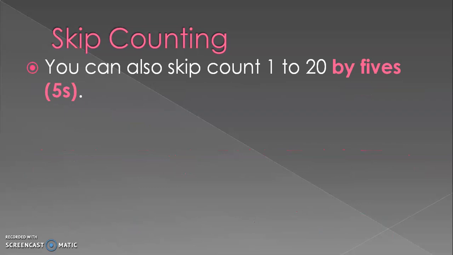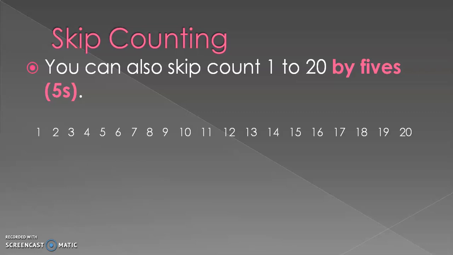Alright. We can also skip count 1 to 20 by 5s. So that means we skip by 5 numbers. Okay? Let's try doing this. Starting from 1, we find out what the next 5 numbers are. 2, 3, 4, 5. Next 5 numbers, starting from 5, are 6, 7, 8, 9, 10. So we skip those 5 numbers and go straight to 10.